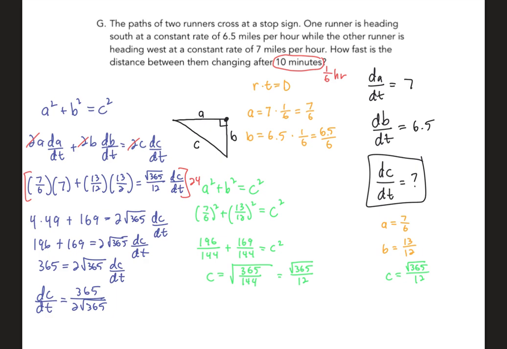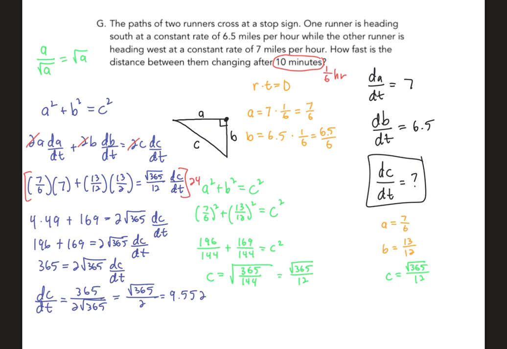Then just a little algebra idea. In general, if you have something divided by the square root of the same thing, a divided by square root of a, that's just square root of a. It's nice to know that. So this whole thing is just square root of 365 in this case, divided by 2. That ends up being 9.5, which rounds to 9.552.